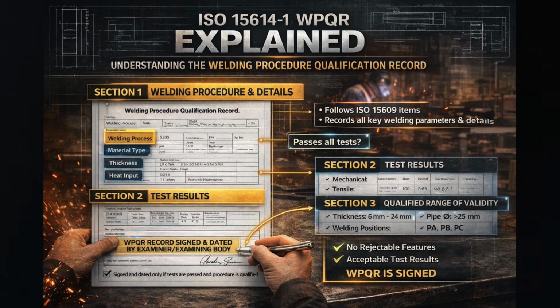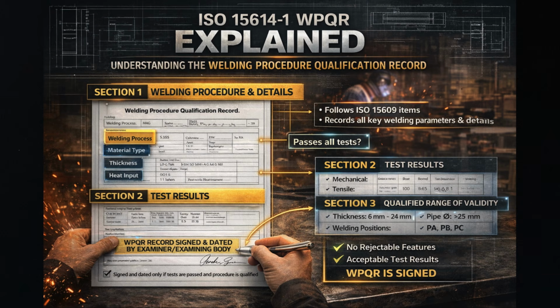The WPQR is defined in Clause 9 as a statement of the results of assessing each test piece, including any retests. It must contain all the relevant items listed for the WPS in the relevant part of ISO 15609, together with details of any features that would be rejectable under the requirements of Clause 7. If no rejectable features and no unacceptable test results are found, the WPQR is qualified and must be signed and dated by the examiner or the examining body.